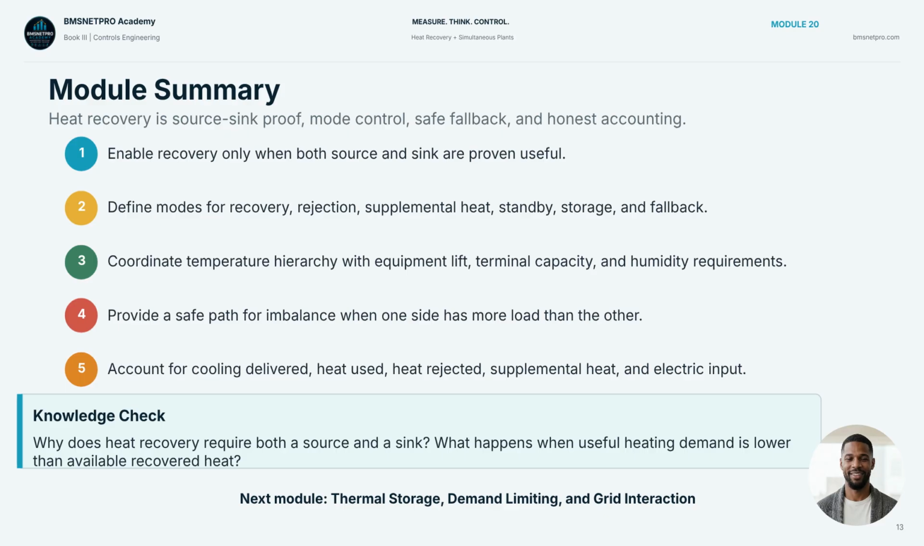Let us summarize. Heat recovery should be enabled only when both source and sink are proven useful. Define modes for recovery, heat rejection, supplemental heat, standby, storage, and fallback. Coordinate temperature hierarchy with equipment lift, terminal capacity, and humidity requirements. Provide a safe path for imbalance. Finally, make the energy accounting honest by showing cooling delivered, recovered heat used, heat rejected, supplemental heat, and electric input. In the next module, we move to thermal storage, demand limiting, and grid interaction.